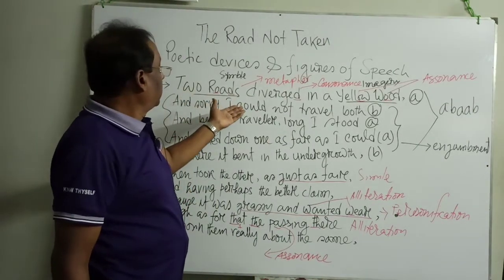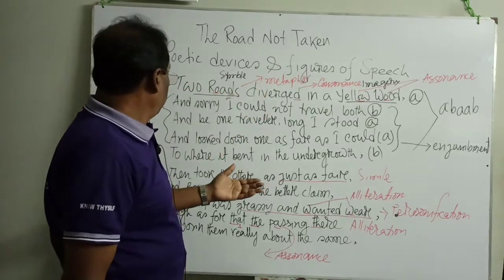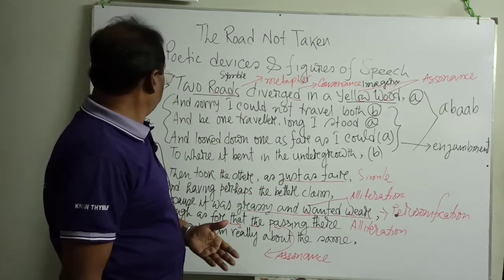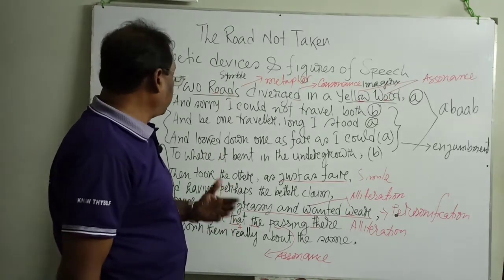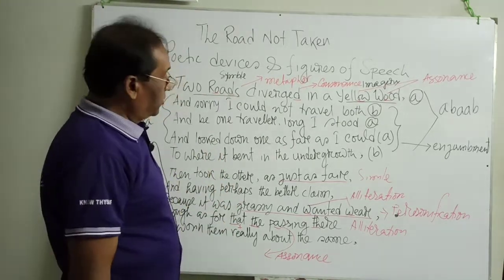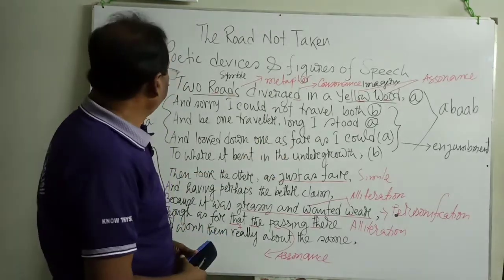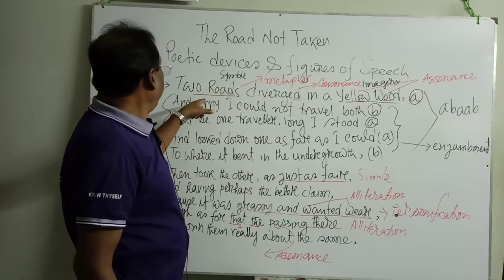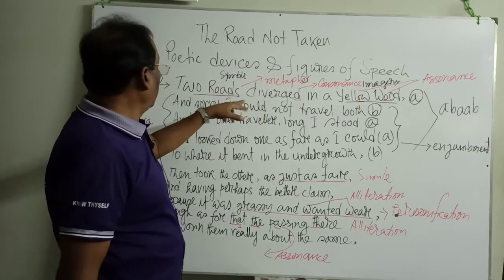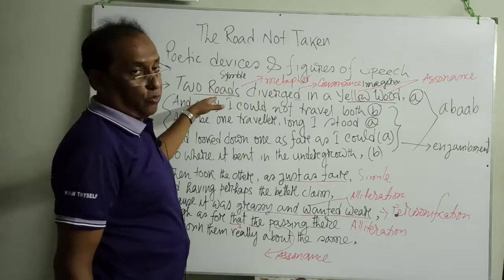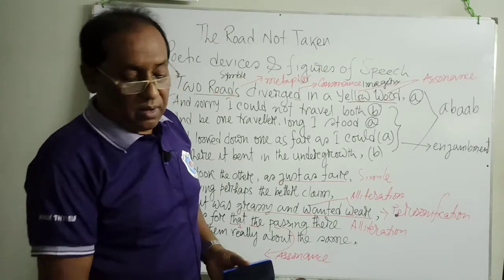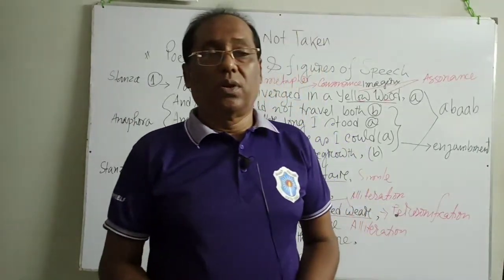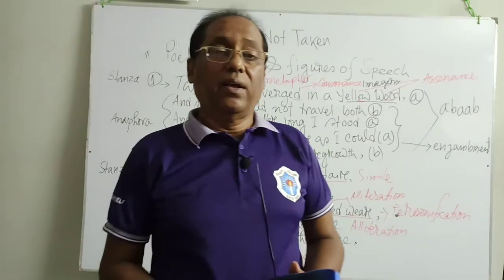Two roads diverged in a yellow wood, and sorry I could not travel both. And be one traveler, long I stood, and looked down one as far as I could, to where it bent in the undergrowth. So this is the first stanza. Look, in the very beginning of the poem we find metaphor. Two roads constitute the main metaphor in the sentence.